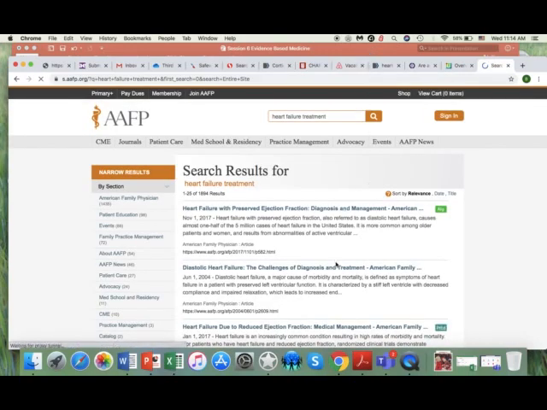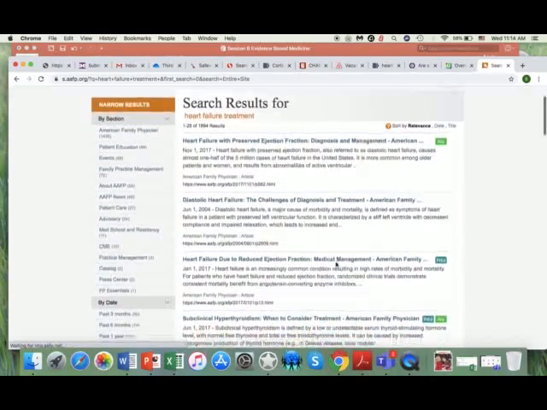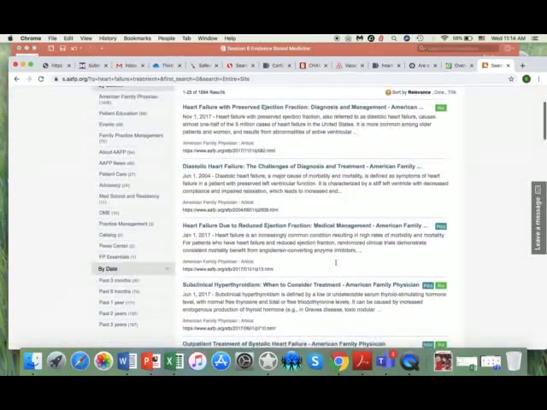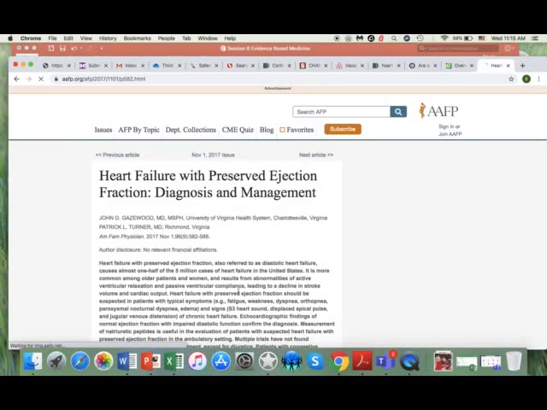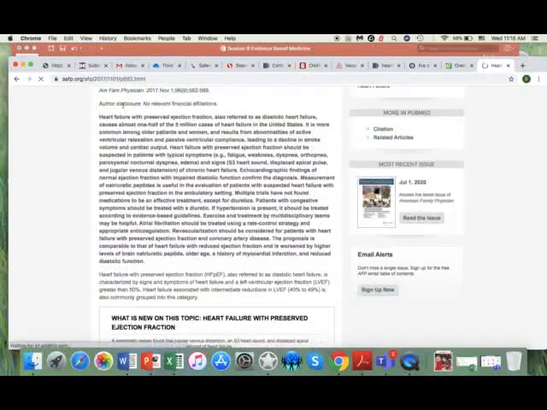There. So it's going to have all these different articles on heart failure treatment. I can take it down by the last 3 months. So here, just heart failure with preserved ejection fraction diagnosis and management. And so it's going to show me this article. This is like the summary of the article here.